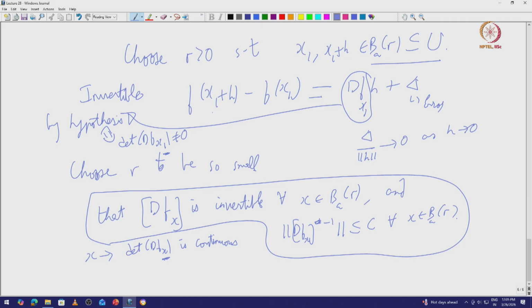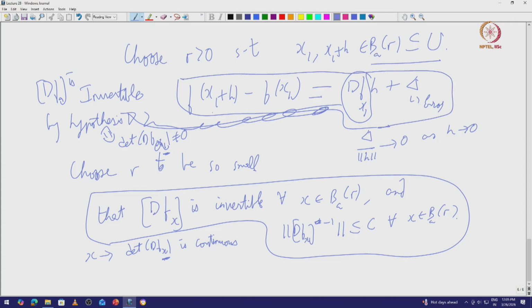close in, so this is not invertible. What we mean is dfa is invertible by hypothesis. I'm sorry, this is not yet true. Okay, let me erase this. All right. So dfa is invertible by hypothesis. So the determinant of df at the point A is non-zero. By continuity, this determinant continues to be non-zero on a small ball around A. Therefore, df is invertible in a small ball around A.